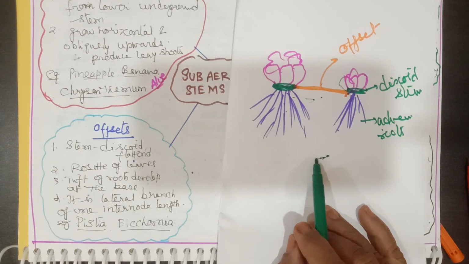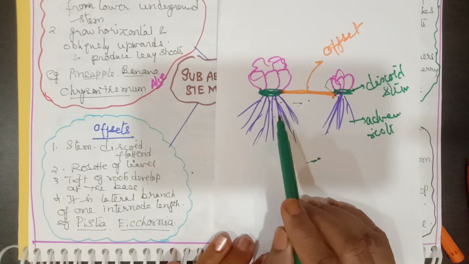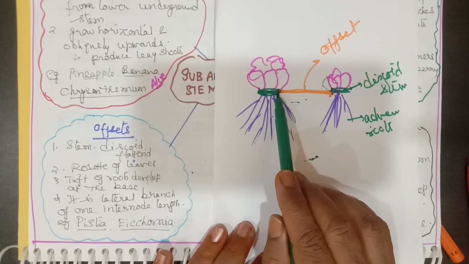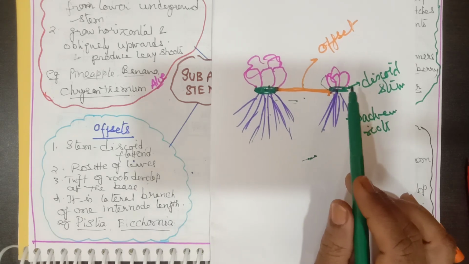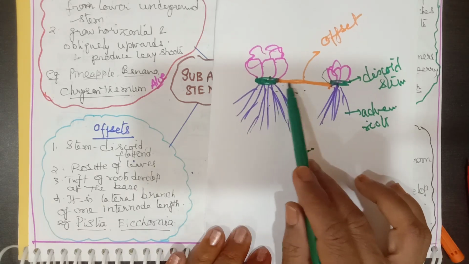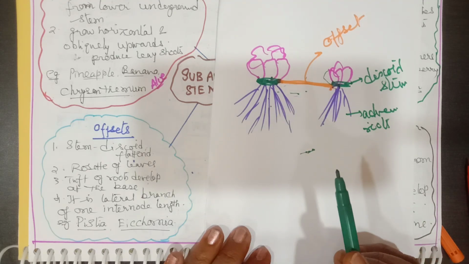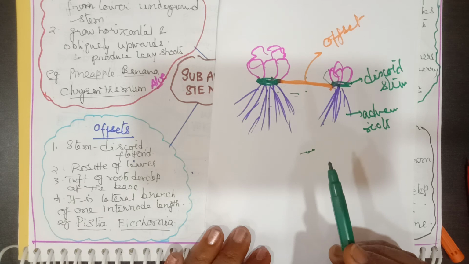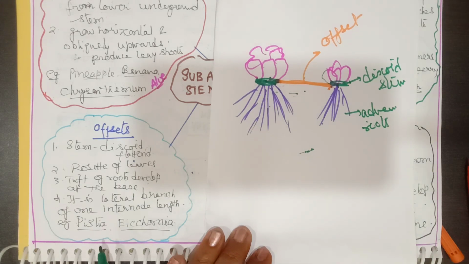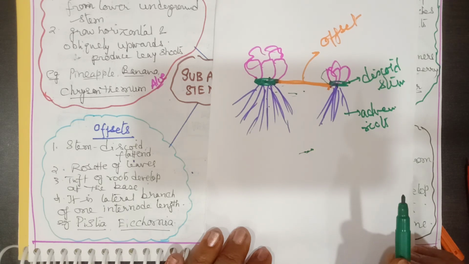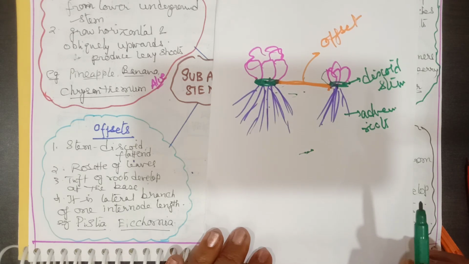Why we call it one internode length is, here it is between two nodes. This is considered to be a node where many leaves are present. Similarly, this is also a node. So between the two nodes, this is considered to be of one internode length. And offset also is useful in vegetative propagation. Mainly it is found in such aquatic plants, and these are which type of hydrophytes? Pistia and Eichhornia are free floating hydrophytes.